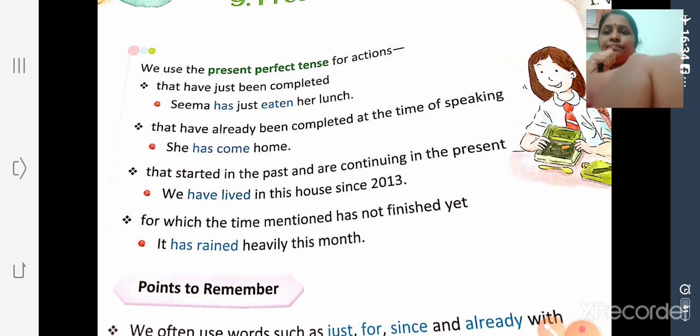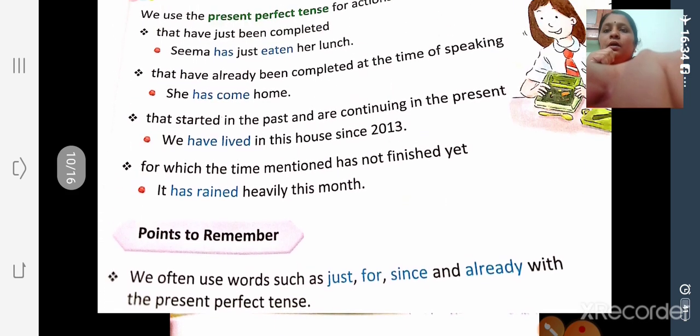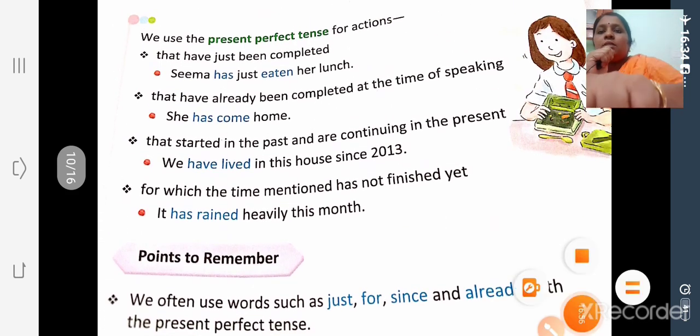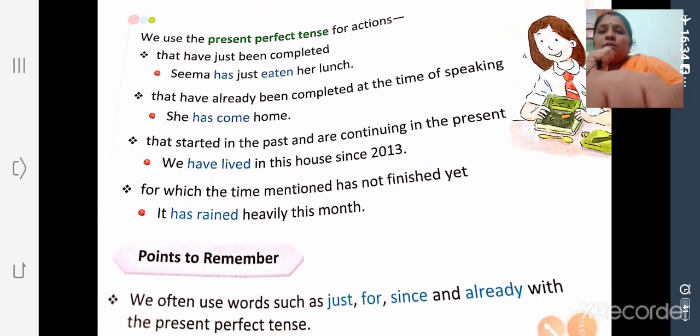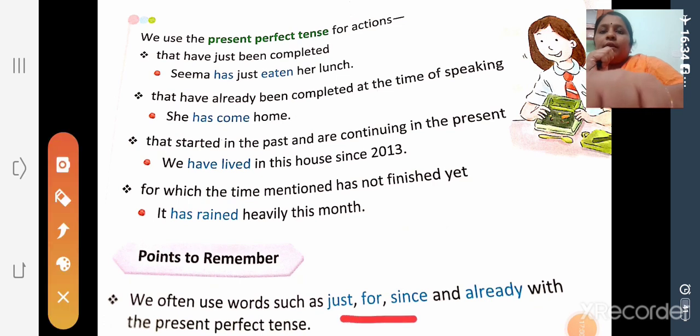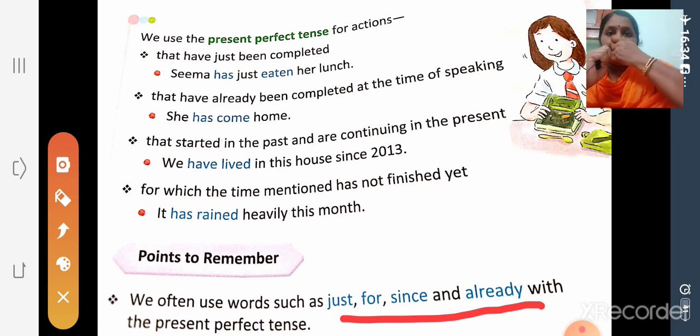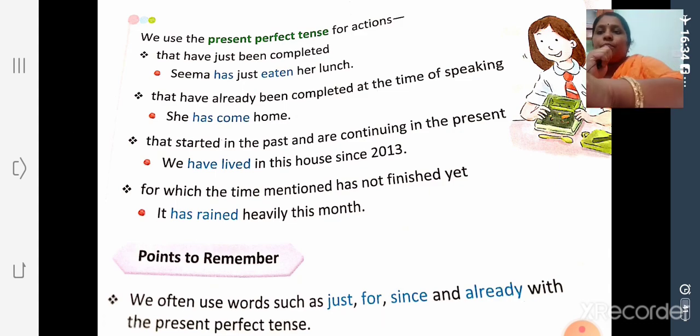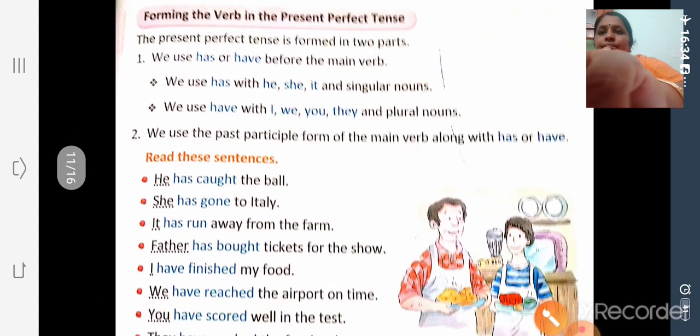Then points to remember, we often use words such as just, for, since, already. ഇത്രയും വേർഡ്സ് കീ വേർഡ്സ് വരുമ്പോൾ we use present perfect tense. Just, for, since and already. Okay, so these are the key words of present perfect tense.